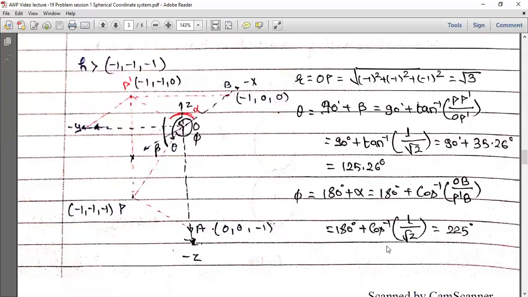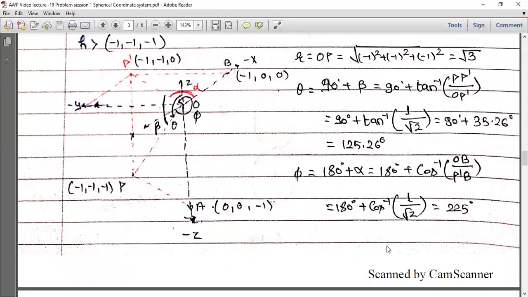In this manner, we can find coordinates for any point in the rectangular coordinate system, or we can convert coordinates in the rectangular coordinate system to the equivalent spherical coordinate system. If you go through these examples, you will find yourself more proficient.